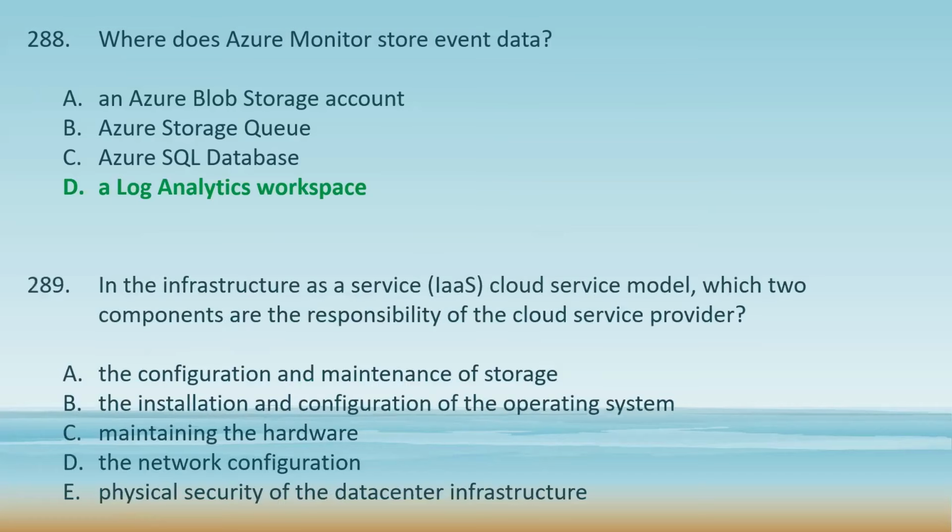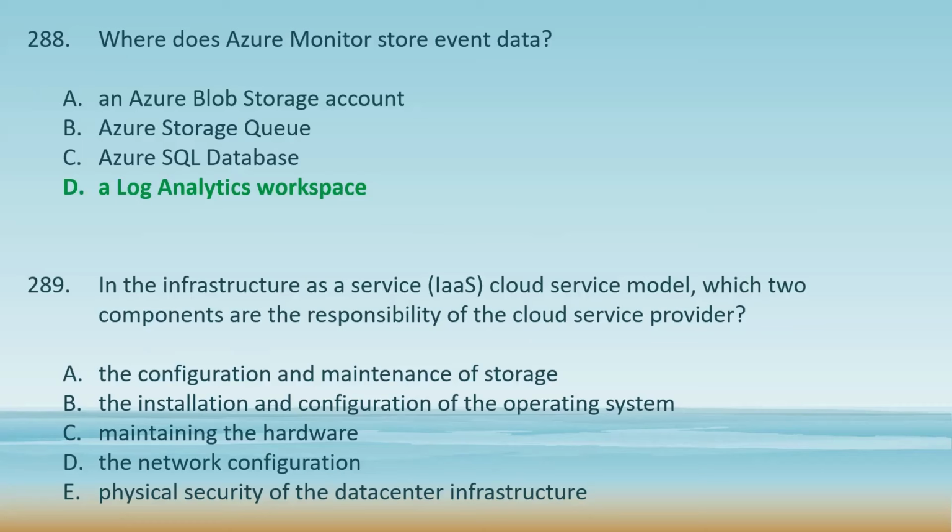Question number 289. In the infrastructure as a service cloud service model, which two components are the responsibility of the cloud service provider? And your options are the configuration and maintenance of storage, the installation and configuration of the operating system, maintaining the hardware, the network configuration, physical security of the data center infrastructure.